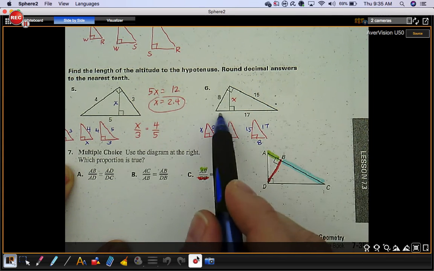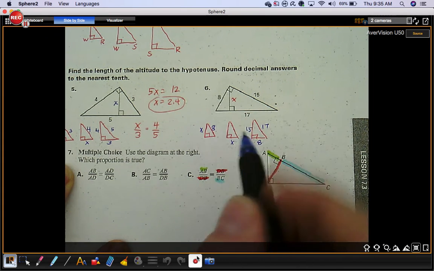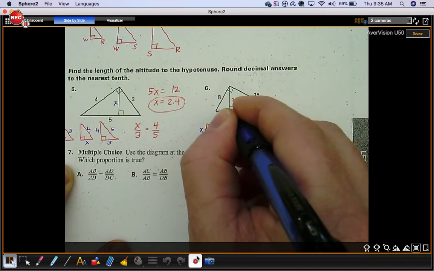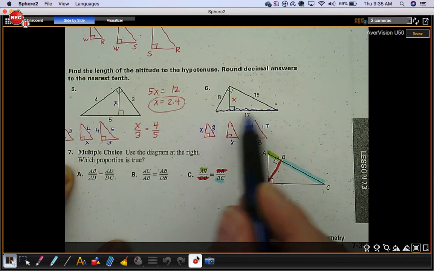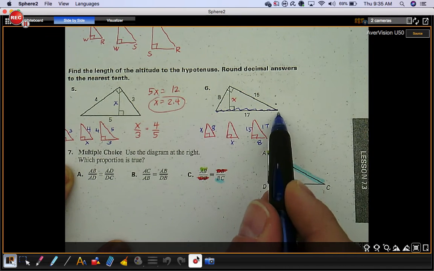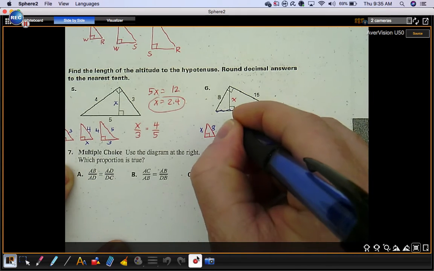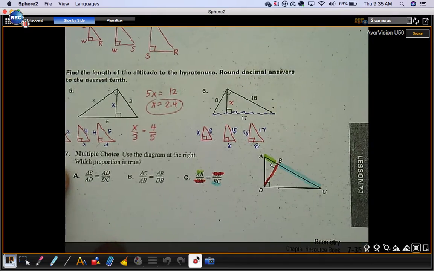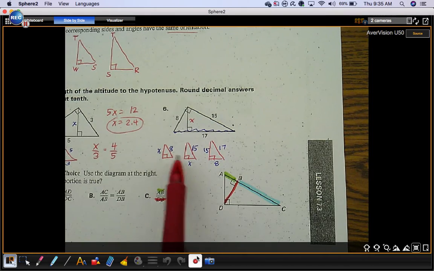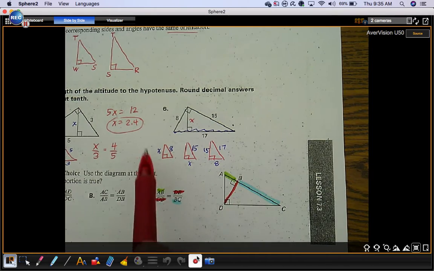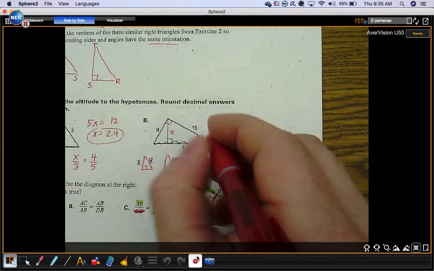wait a minute here, oh, this is 17. Okay, so this 17 is this whole entire length. Don't think that it's this one. This is your hypotenuse on the medium-sized right triangle, that's 15. Okay, so you can compare this triangle with either of these two, totally up to you which one you do. Maybe we'll do the small one since we did the medium one there.